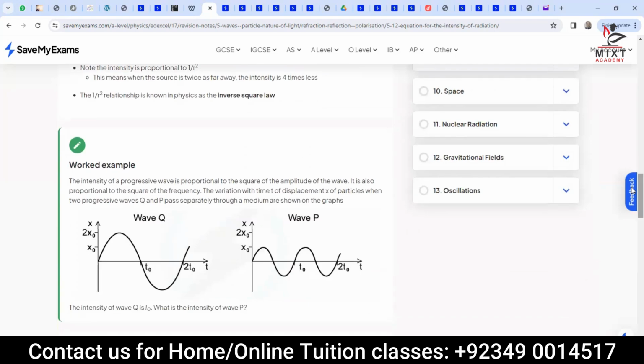They say intensity of a progressive wave is proportional to the square of the amplitude of the wave, and it is also proportional to the square of the frequency. The variation with the time t of a displacement x of a particle when two progressive waves Q and P pass separately through the medium. Intensity of wave Q is I naught. What is the intensity of P? Can you use the formula to find out the intensity in the form of these alphabets, x naught and all this?